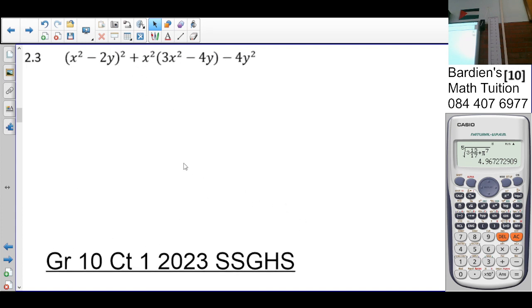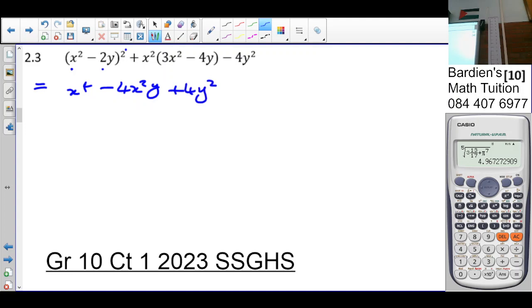So here we got the binomial squared. So what we do, we square the first term, give me x to the 4. Then it's going to be x squared times 2y times 2, which is going to give you negative 4x squared y. The last term squared is going to give you positive 4y squared. People, if you don't know how to apply the binomial square rule, write it out twice and multiply it. Okay, you should get the full mark there as well.